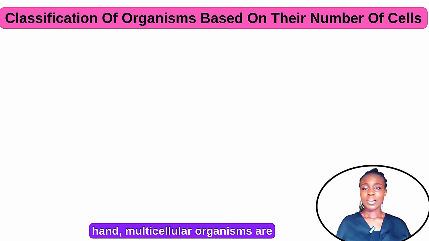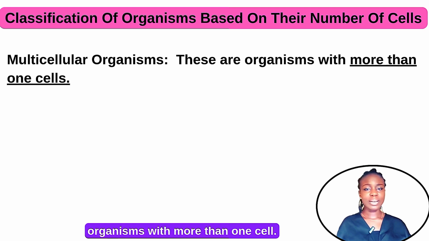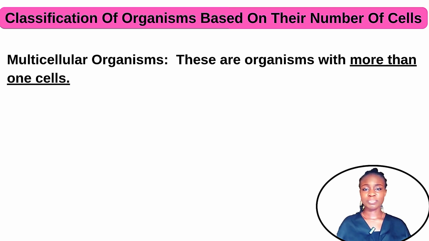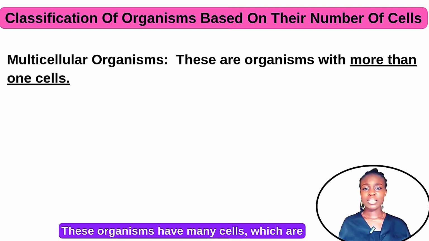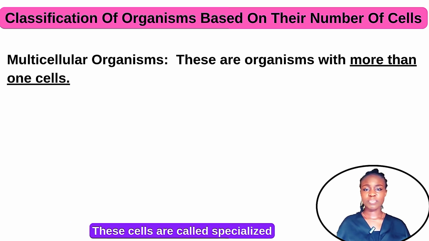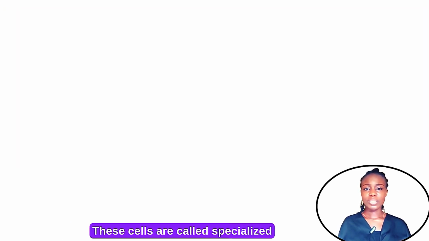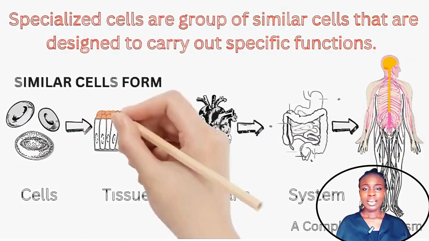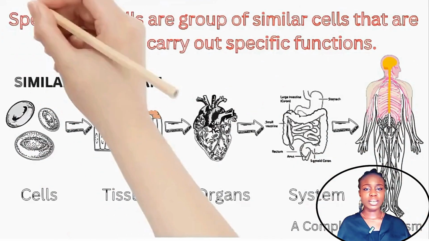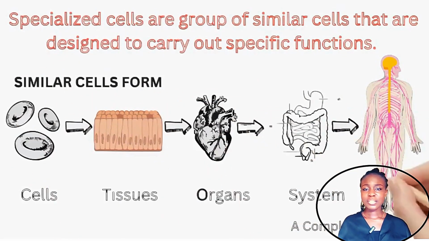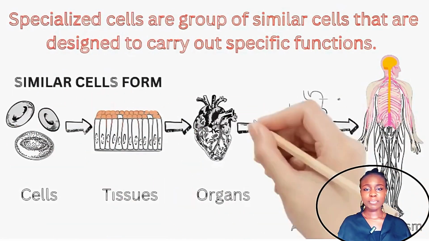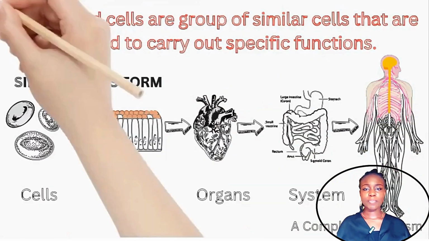On the other hand, multicellular organisms are organisms with more than one cell. These organisms have many cells which are specialized to perform specific functions. These cells are called specialized cells. Here, similar cells come together to form tissues, tissues form organs, organs form systems, and this makes a complete organism.